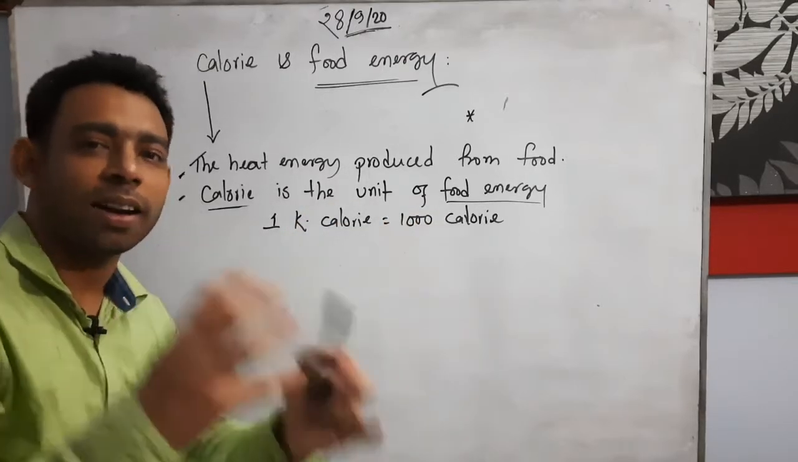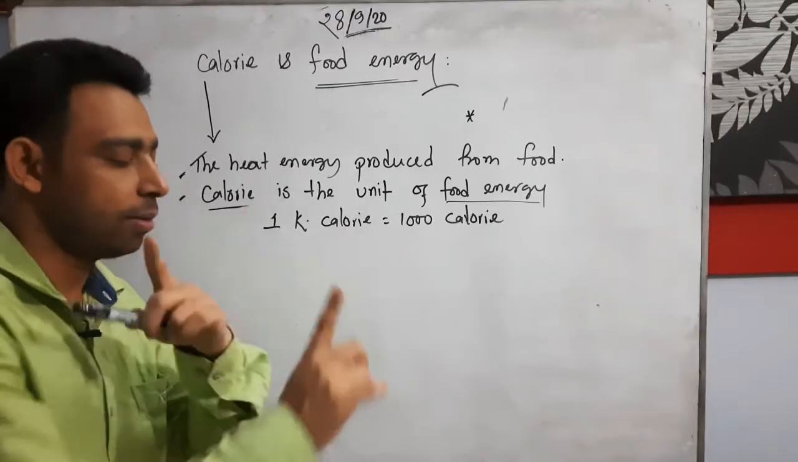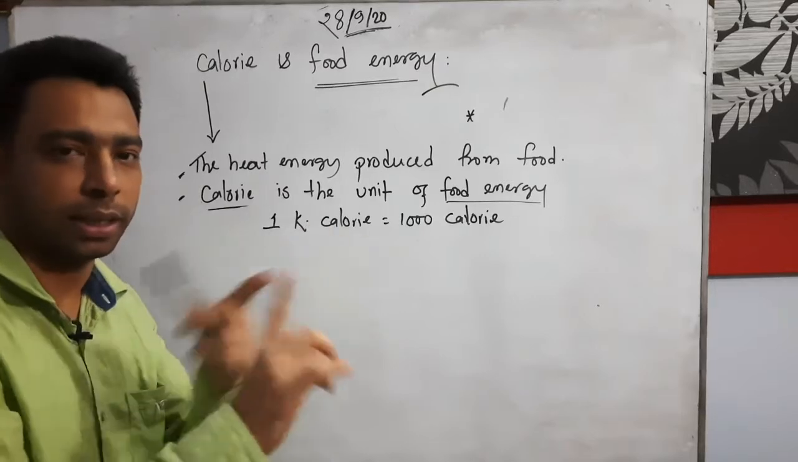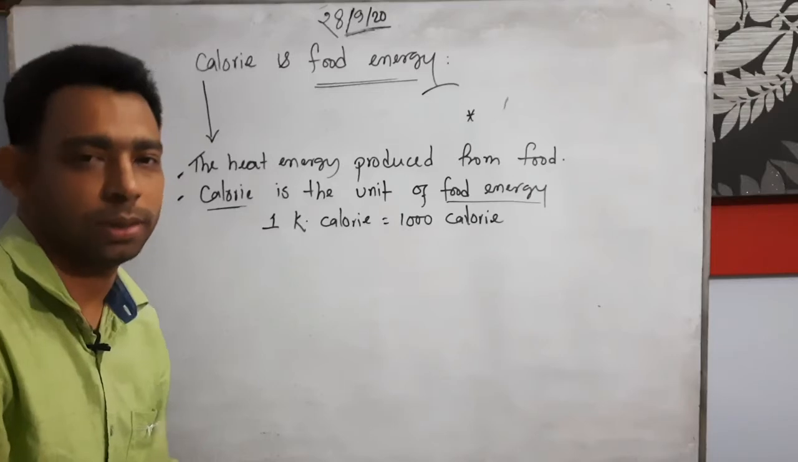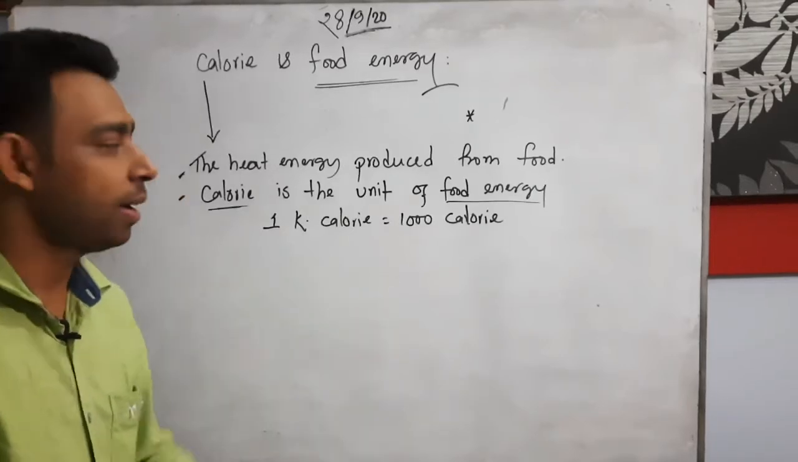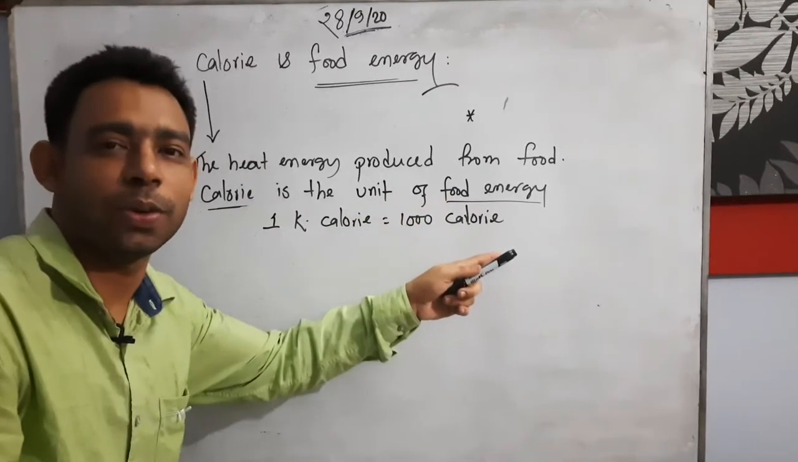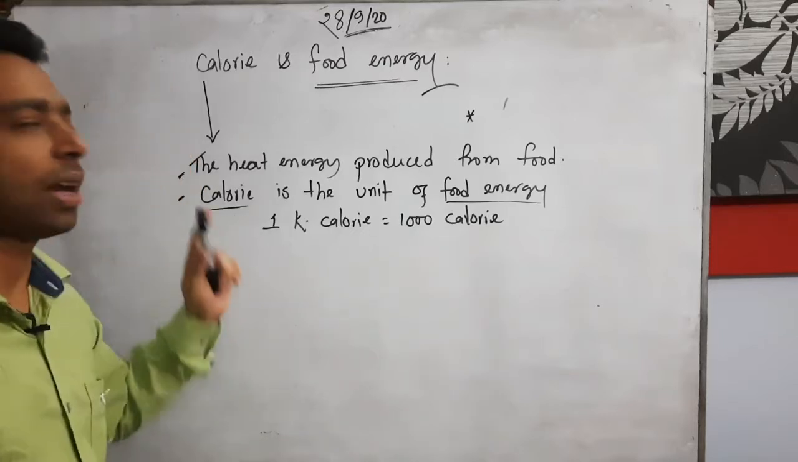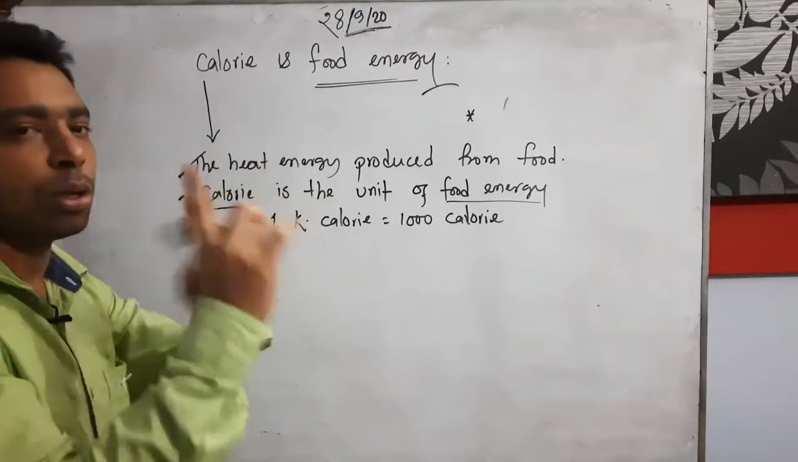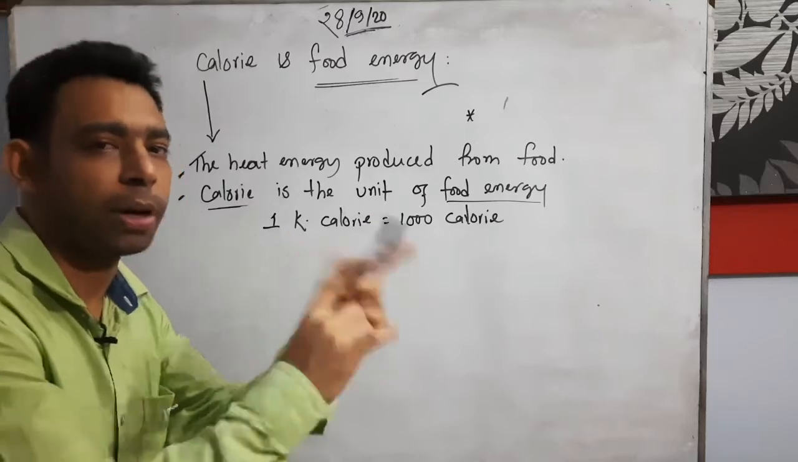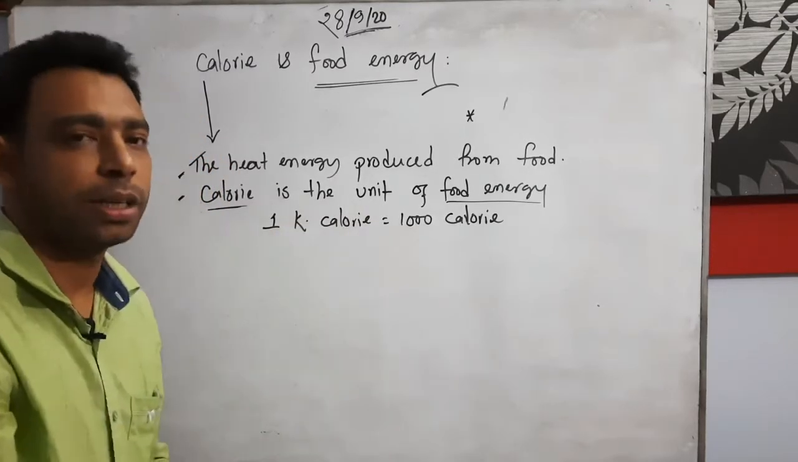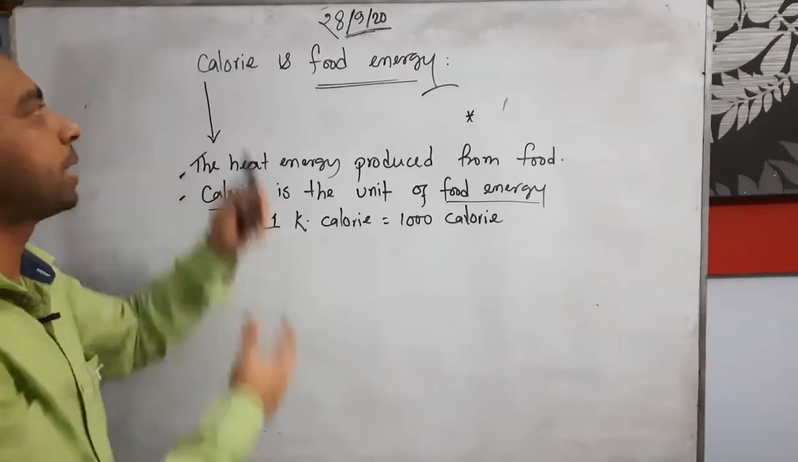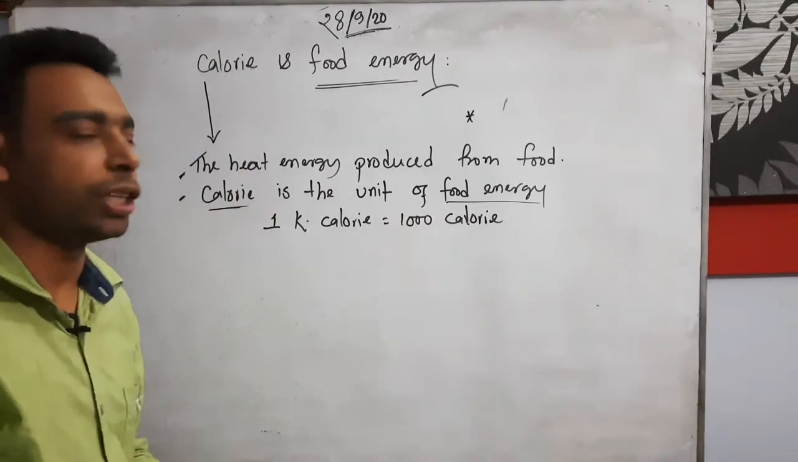That means, look here, there is some variation. The energy we get from food is called food energy, and the unit by which we count the amount of energy we get from food is calorie. So they look like similar terms, but they are not actually the same. There is some variation. So I think you understand the topic of calorie and food energy.